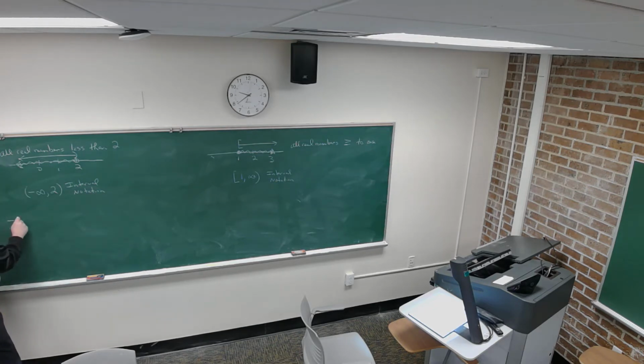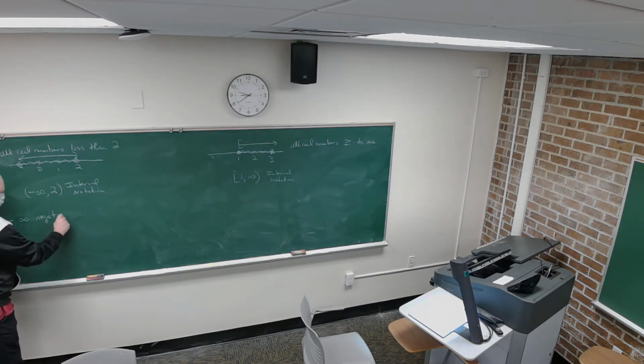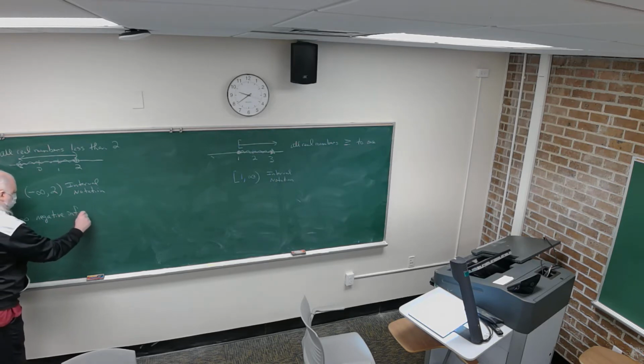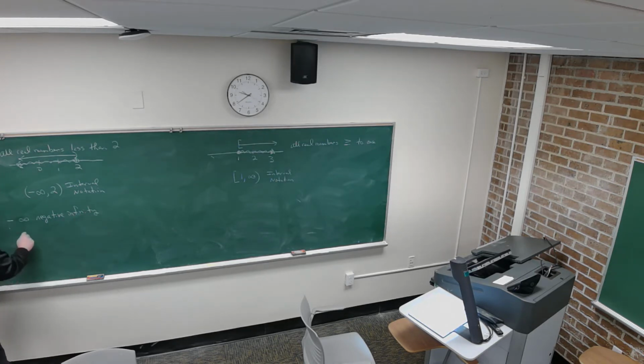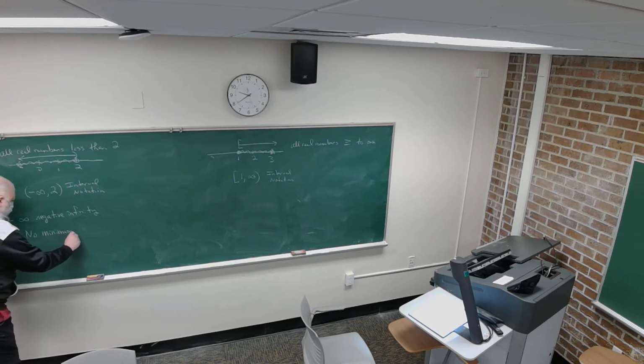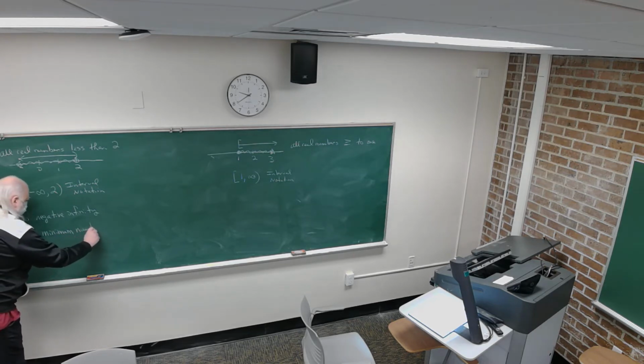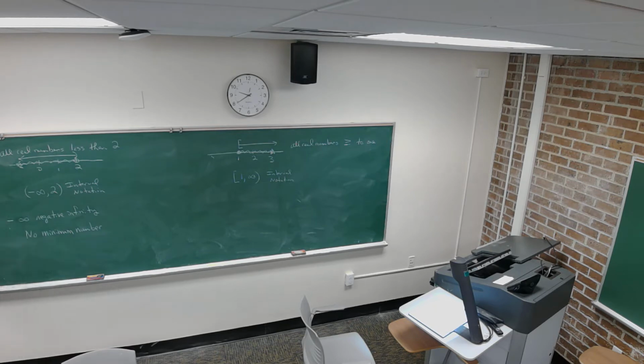And so that's the symbol for minus infinity or negative infinity. You can say it either way, negative infinity or minus infinity. And negative infinity means no minimum number in the set. Okay? So that's all real numbers less than 2 in interval notation.